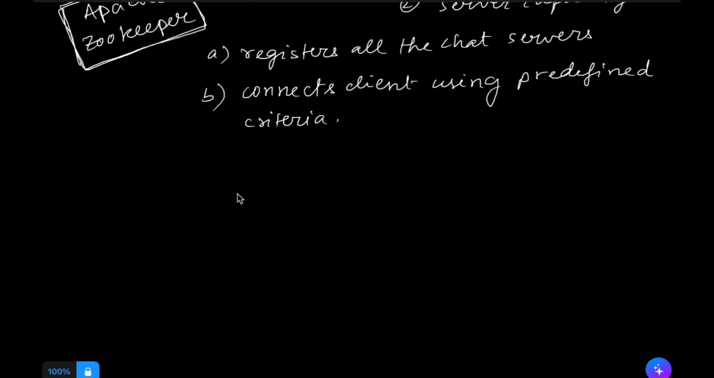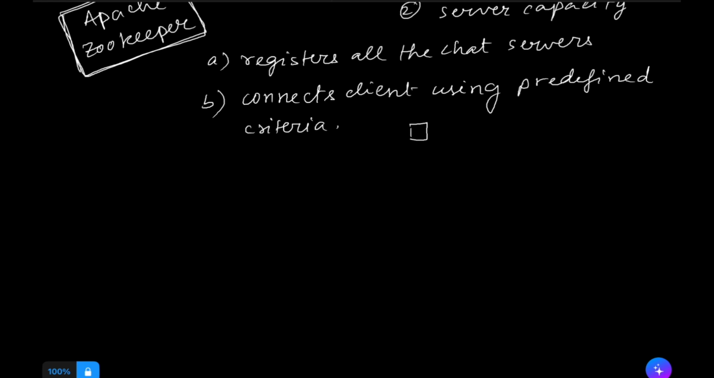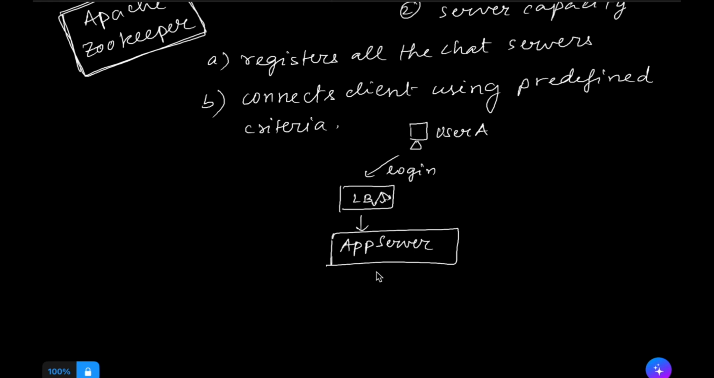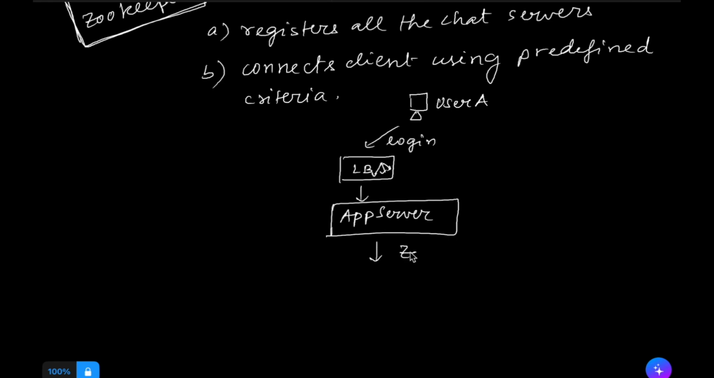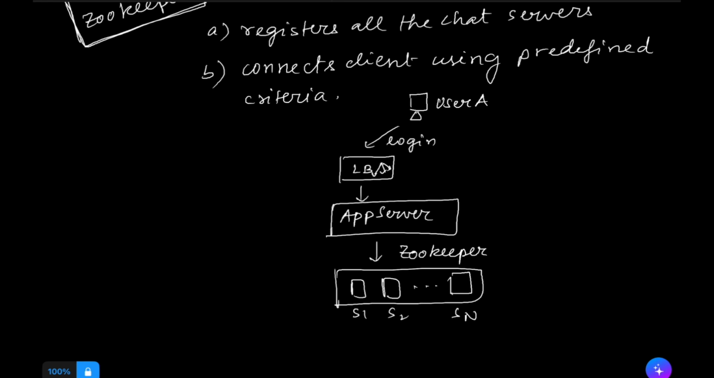If we see this in a flow diagram, suppose user A tries to connect with the chat server. First it logs in, the load balancer distributes the request to a particular app server which handles the login service, and once the user is authenticated, it goes to the Zookeeper service, which is the service discovery. It checks the servers, let's say server 1, server 2, up to server n, and server 2 is the best applicable server for this particular client. And once server 2 is allocated for this user, the user connects using the WebSocket protocol.